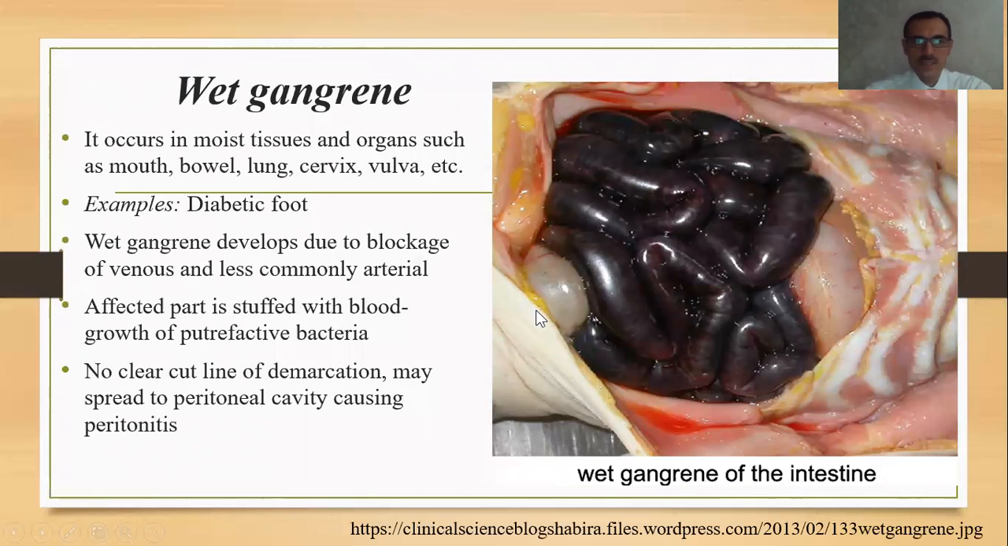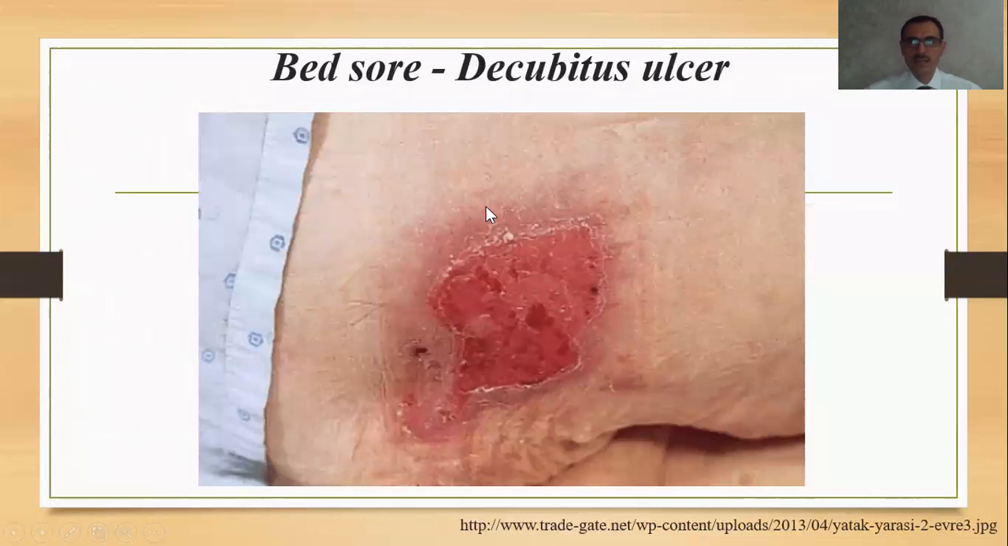Wet gangrene occurs in moist tissues and organs such as mouth, bowel, lung, uterine cervix, vulva, etc. The examples include the diabetic foot. The wet gangrene develops due to a blockage of venous and, less commonly, arterial blood flow. The affected part is stuffed with blood, with growth of putrefactive bacteria. No clear-cut line of demarcation, and it may spread to the peritoneal cavity, causing peritonitis. Here you see the wet gangrene of the intestine. And the third type of the gangrene is the bed sores, the decubitus ulcer.